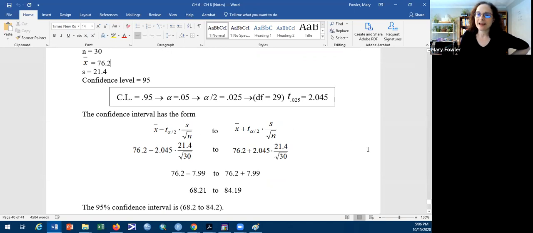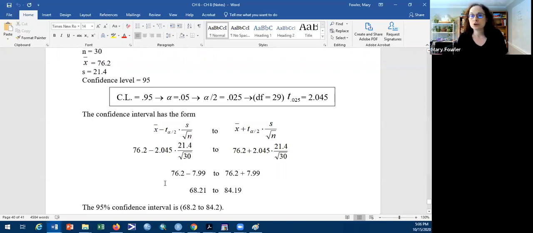So looking at the confidence interval, we have it here in that same minus and plus. I always write it out like that, it makes it easier to see what's going on with the calculation. Substituting in 76.2, that's x bar, minus T sub alpha over 2, 2.045, times the ratio 21.4 over the square root of 30. Okay, same thing on the other side with the plus. That piece hanging off the minus and the plus is the margin of error. So calculate that, make sure that you're confident with your calculator skills, and you can confirm that that's 7.99.